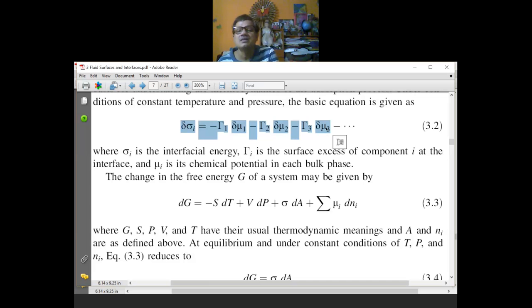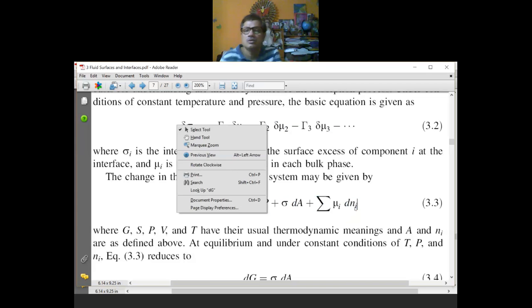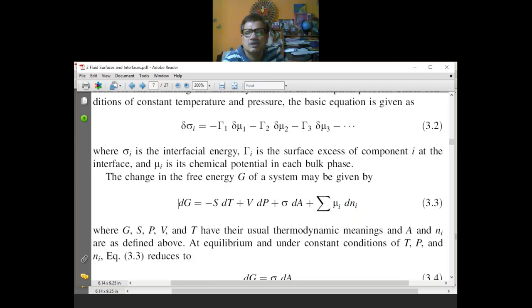Now the change in Gibbs free energy of a system, do you know this? The change in Gibbs free energy, dG equals minus SdT plus VdP plus sigma dA plus summation of mu i dn i, where G is the Gibbs free energy, S is entropy, P is pressure, V is volume, and T is the temperature.